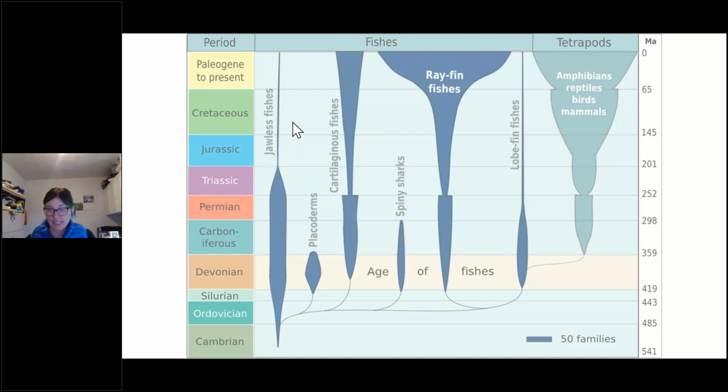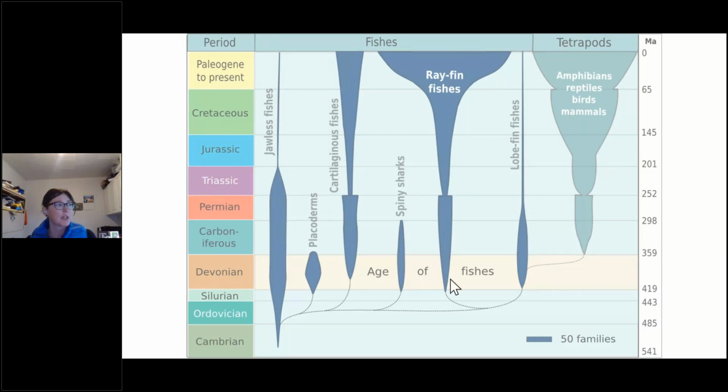Right? They don't have jaws. That's fairly primitive, as well as a number of other categories. The placoderms, which are the armored fishes, and as you can see, they diversified during the Devonian and then ended at the end of the Devonian. Our cartilaginous fishes, which here include sharks, started to diversify in the Devonian as well, went through a number of radiation events and are still a pretty good amount of our fish population now.